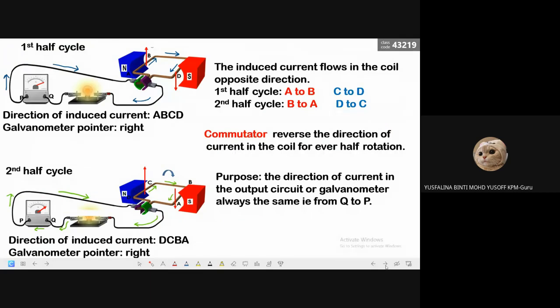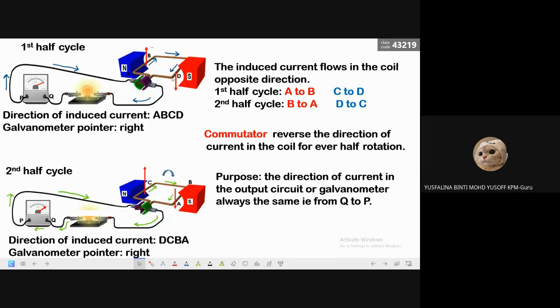Okay, so that is the first half cycle. First half cycle means the current flows from AB through CD, and the galvanometer moves to the right. Then the second half cycle means it moves from B to A, and D to C. Just now it was A to B, C to D.